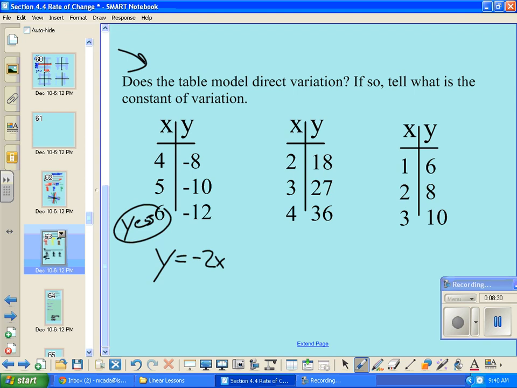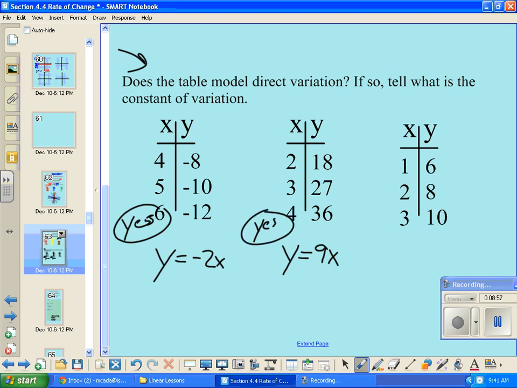This next one, am I multiplying something: 2 to get 18, 3 to get 27, 4 to get 36, and is it always the same thing? I think so. If I multiply all the x values by 9, I get whatever the y value is. So I'd say yes for this one too. And the equation would be y equals 9x. I take whatever x is, and I multiply by 9, and that's all I have to do.